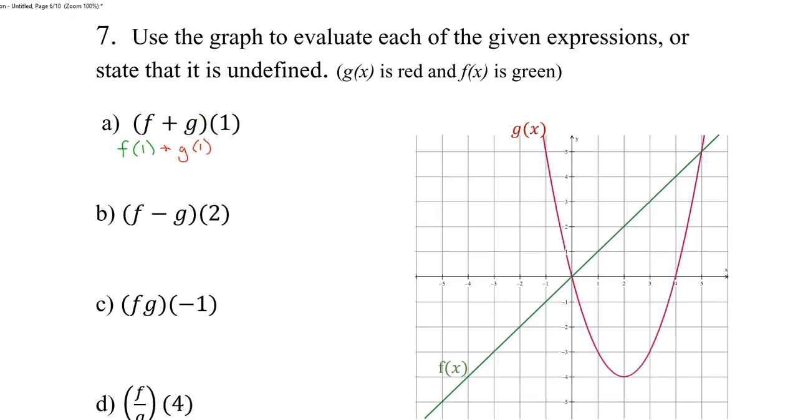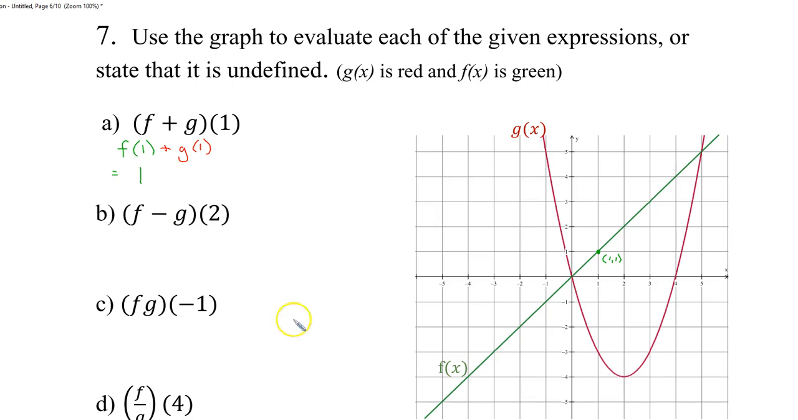So back a while we talked about how to do this. So we're looking for the y value when x is 1 on the green graph or the f of x graph. So I'm going to come over here to 1. I'm going to go up to my graph, and I see that there is a point here on my graph, and that point has the ordered pair 1, 1.